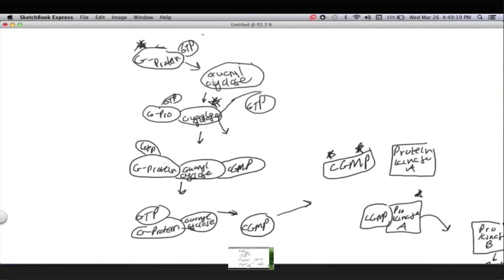Now, I think we could describe that more clearly. Basically, what's happening here is the activated guanylyl cyclase will convert GTP into cyclic GMP. Mm-hmm. That's the key thing to point out. The guanylyl cyclase is changing GTP into cyclic GMP. That's what we're trying to show here in our picture.